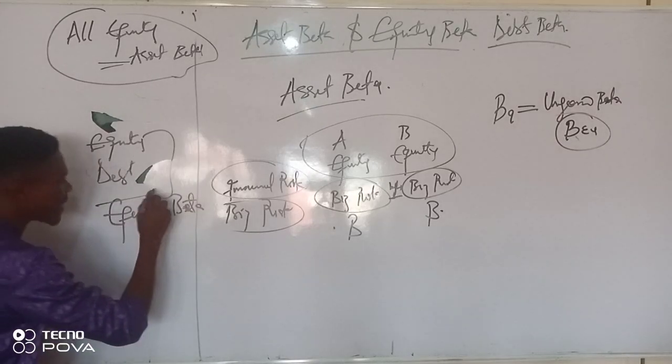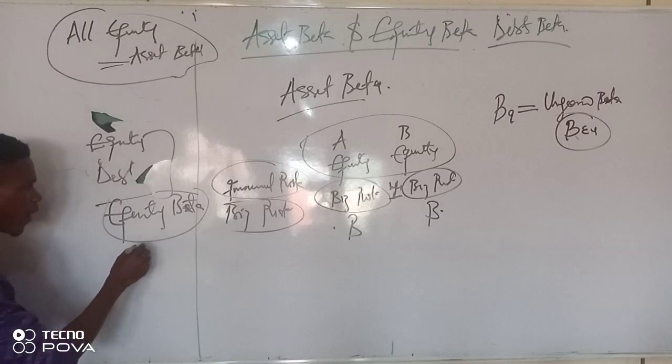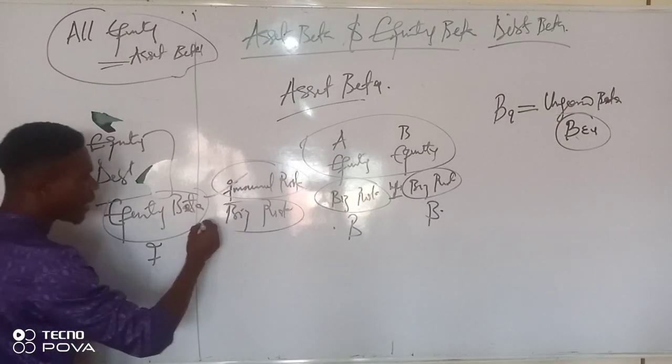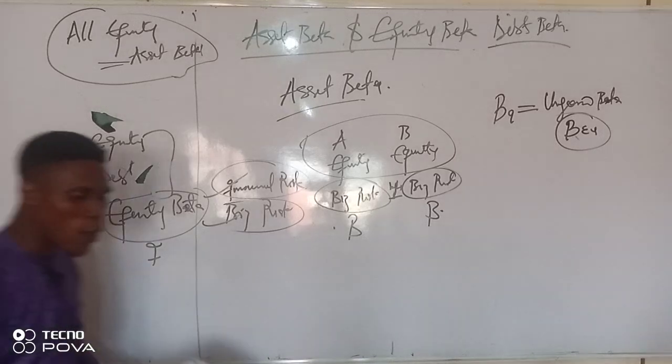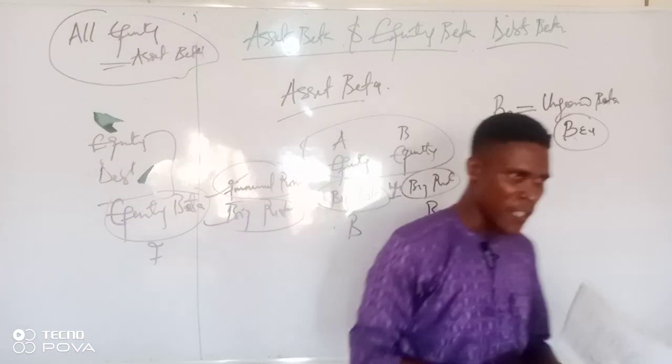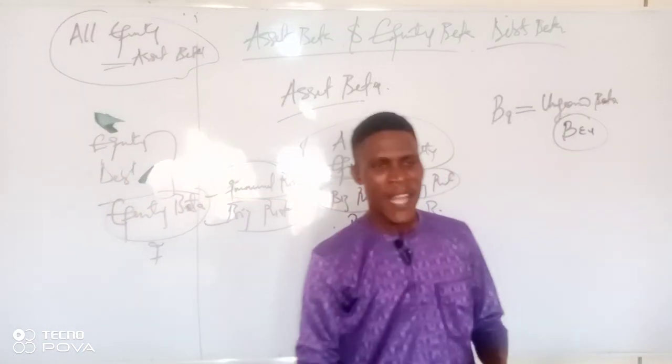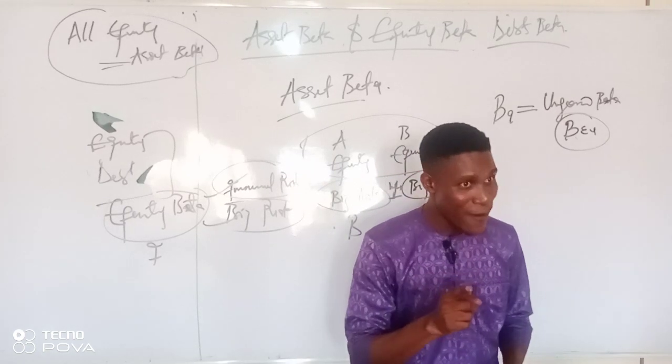Because this equity beta measures two things. It measures financial risk and what? And business risk. So when the company is geared, that's what you should be saying: equity beta. Am I talking to the class? We are going somewhere. We are still good.